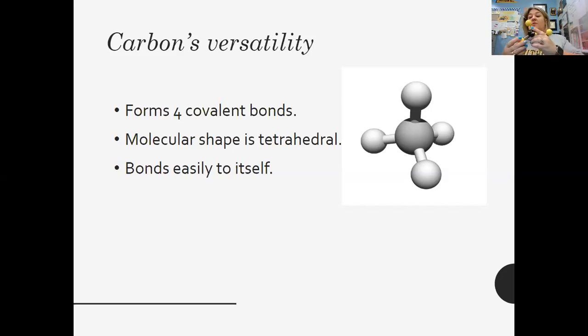And so I can put these hydrogens on there. So in this case, I end up with the molecule C2H6, 2 carbons and 6 hydrogens. Okay, so that's why carbon is so versatile, and we use it quite a lot.